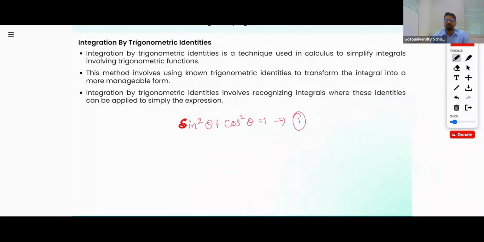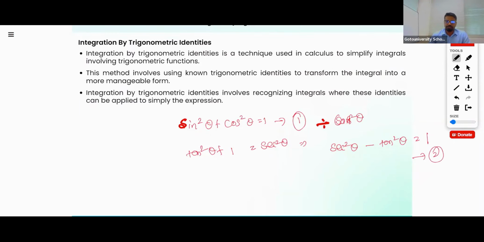Right? Yes. And then when you divide this entire equation by cos square theta, we get tan square theta plus 1 is equal to secant square theta. To make it very simple, we can keep everything on the left side and 1 on the right side like the previous one: secant square theta minus tan square theta is equal to 1.